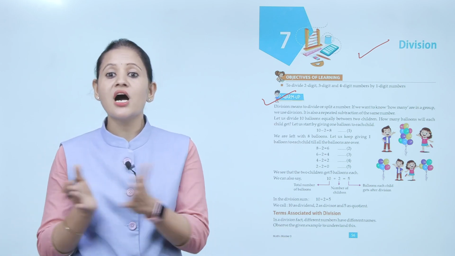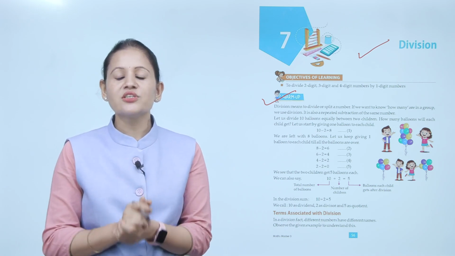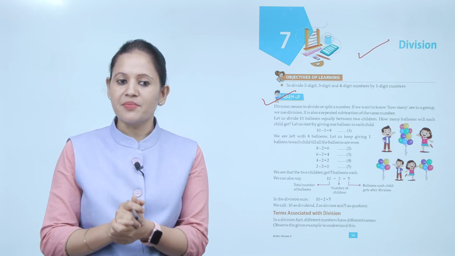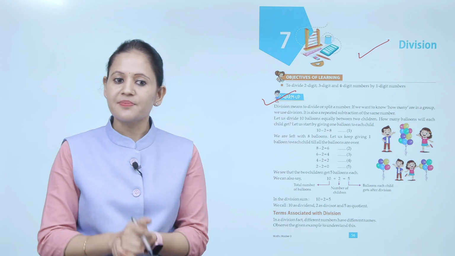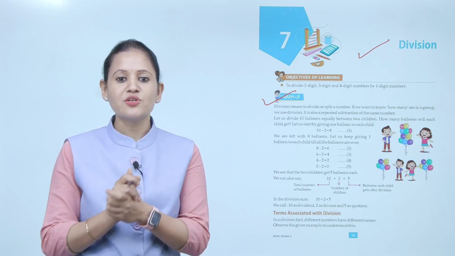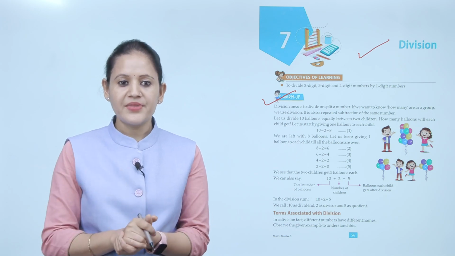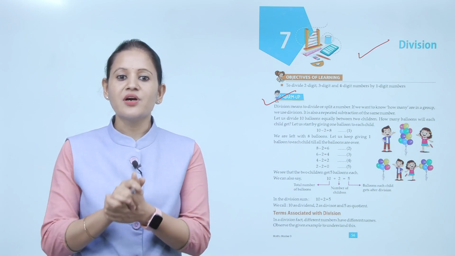If we want to know how many are in a group, we use division. It is also the repeated subtraction of the same number. Division is the same as the repeated subtraction of the same number. Let us divide 10 balloons equally between 2 children. So how many balloons will each child get? Let us start giving one balloon to each.